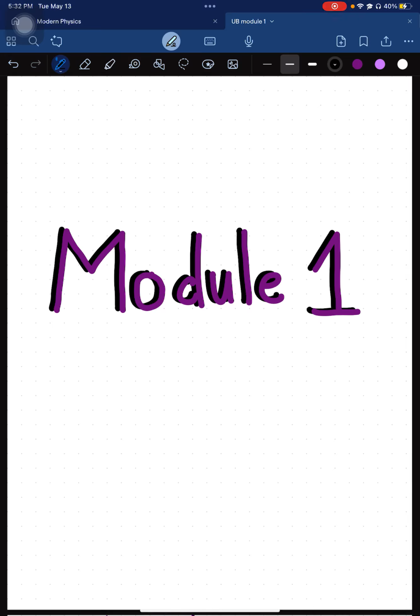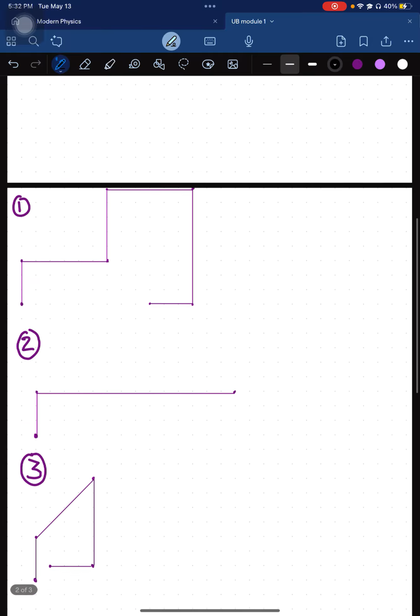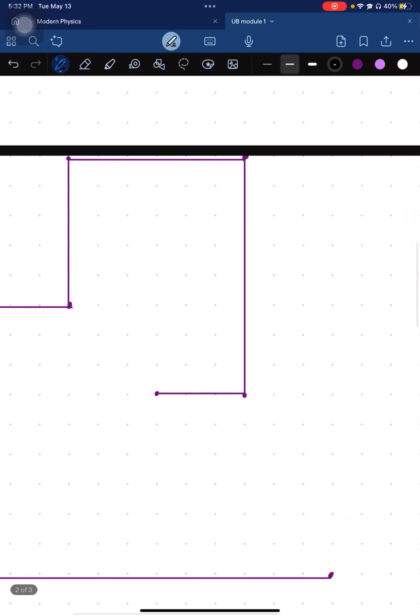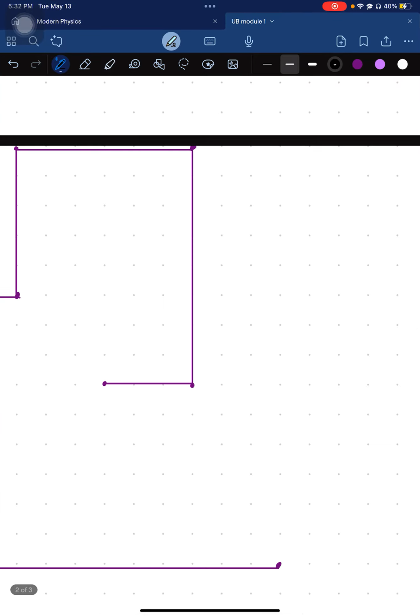Okay guys, welcome to just a little video that I'm making going through all of the example problems for the Module 1 slides. So let's go ahead and start with number 1. I already have the little path drawn out. So to find the displacement, I'm just going to write that as DIS for displacement.